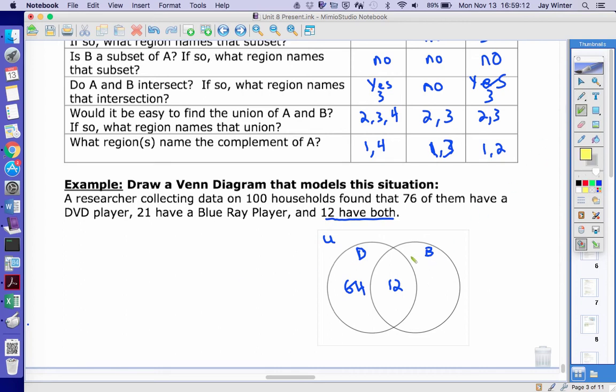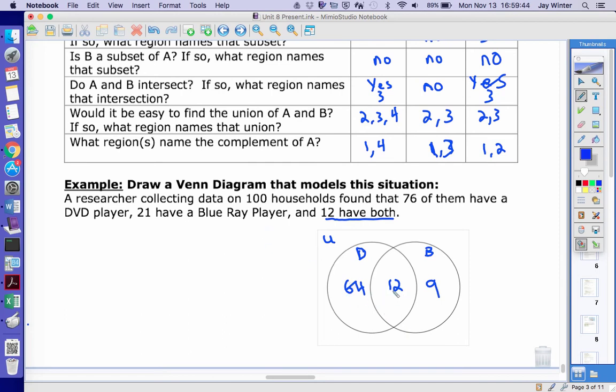Now keep in mind that once again, this is a situation where you have some in the intersection and some in just the set of B itself, the set of Blu-ray player owners. And if there's 21 total and 12 of them are in the intersection, then that means that another 9 make up just people who have a Blu-ray. So 64 have only a DVD player, 9 only have a Blu-ray player, and 12 have both.